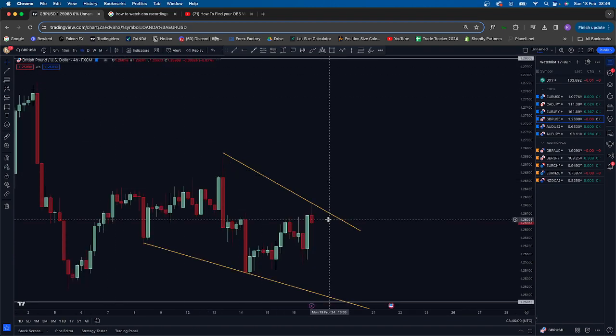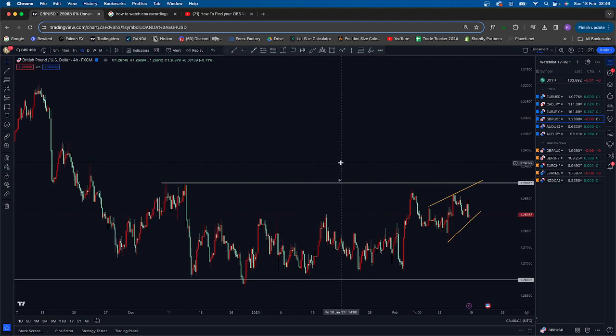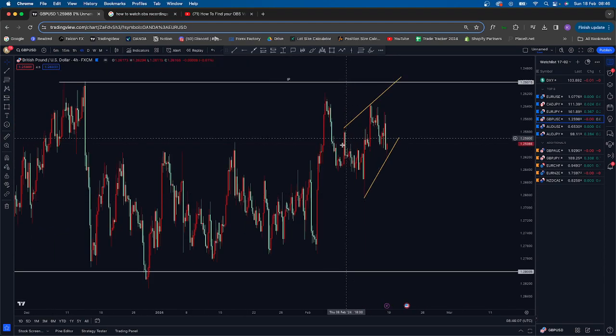Let's have a look at the 4 hour. I'm just going to flip the chart here so I can view it this way. So on the 4 hour, we do look to be forming a 1 2 3. So we've got our first section here. We've got a middle section. It's quite a large 1 2 3. And I would be looking at here.